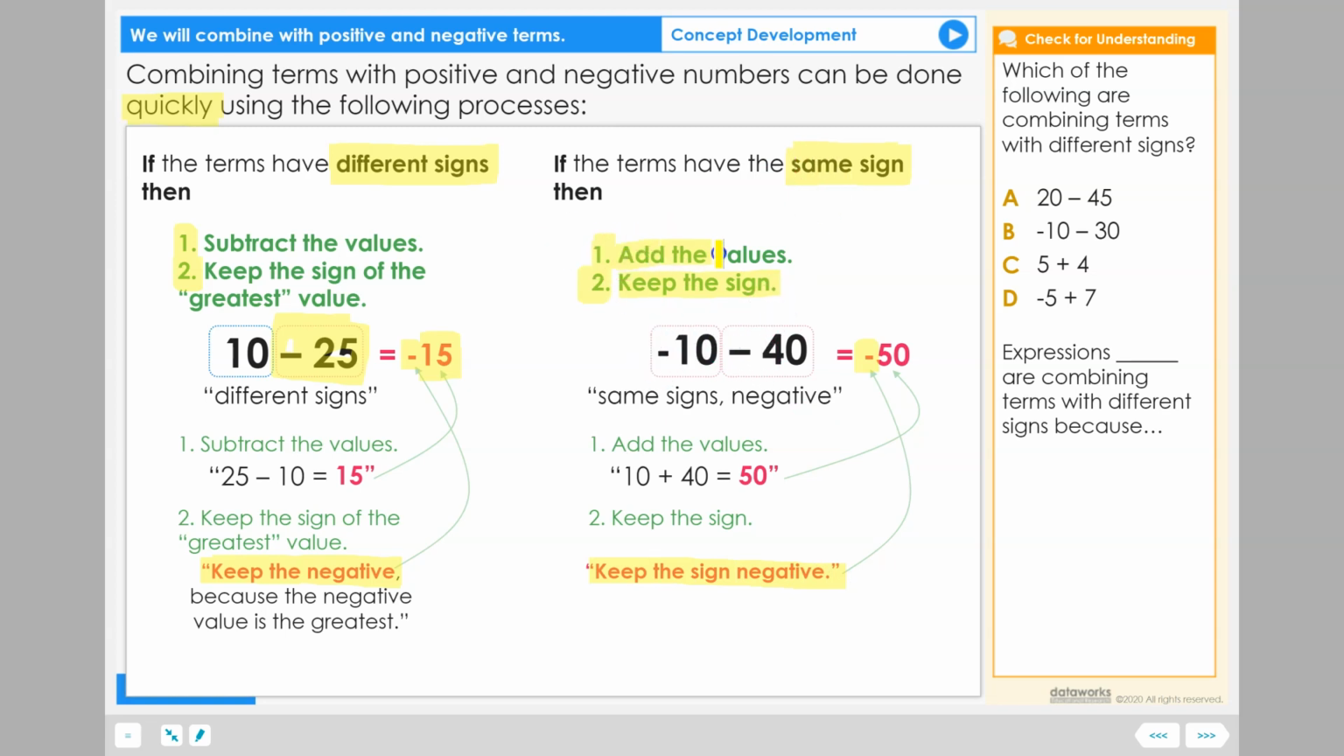And now we're just going to add the values by just looking at what are the numbers that are here. That's a 10 and a 40. 10 plus 40 equals 50. And so that gives us a final value of negative because we keep the sign, and 50 because it's 10 and 40. Knowing which process to use is all based on quickly seeing what type of sign combinations we have. Is it different signs or is it same signs?